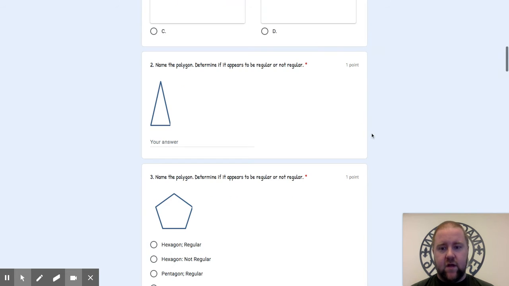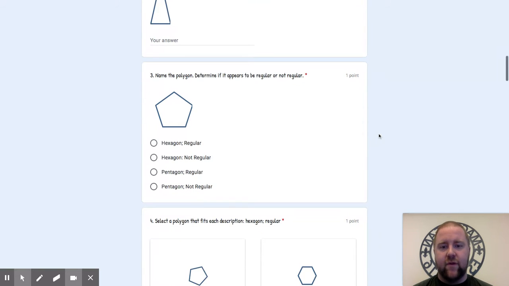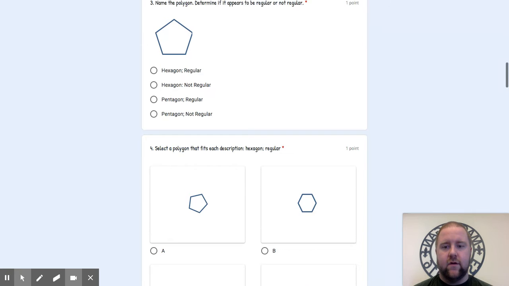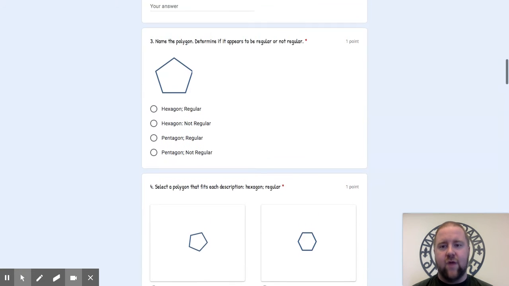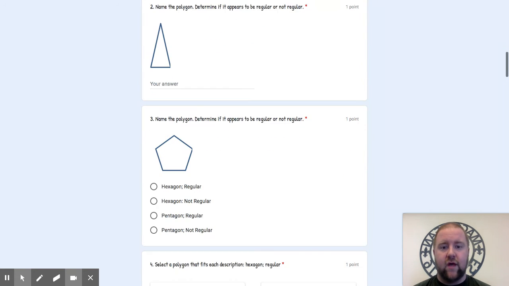All right. Question number three, it says name the polygon, determine if it appears to be regular or not regular. So you're doing multiple choice here to name this shape, this polygon, and telling us if it is a regular polygon or it is not regular. So again, for these problems, guys, make sure you're telling us the name of the polygon first, and then hit space and type regular or type not regular. All right, and make sure you're checking the spelling because spelling is going to be crucial here, okay?